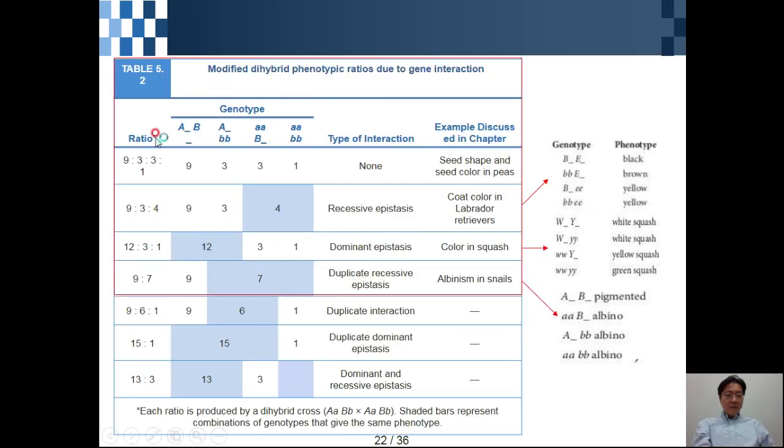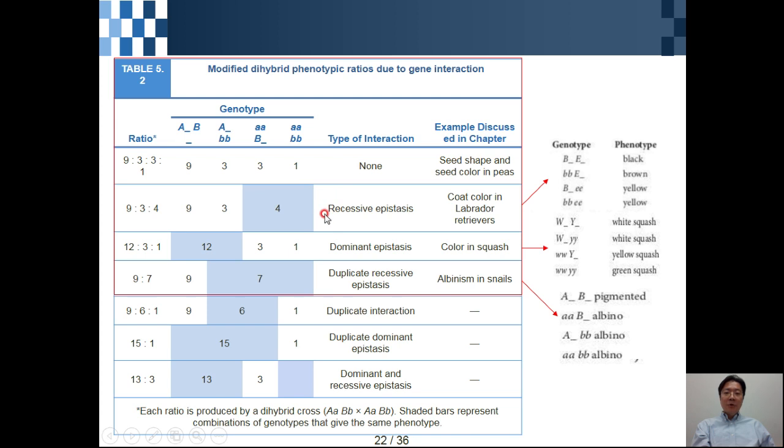In this slide, table 5.2 summarizes the modified dihybrid phenotype ratios due to gene interaction. If there is no interaction, the phenotype ratio will be 9 to 3 to 3 to 1, following the principle of independent assortment. One gene encodes the seed shape and one encodes the seed color. And their final ratio will be 9 to 3 to 3 to 1.